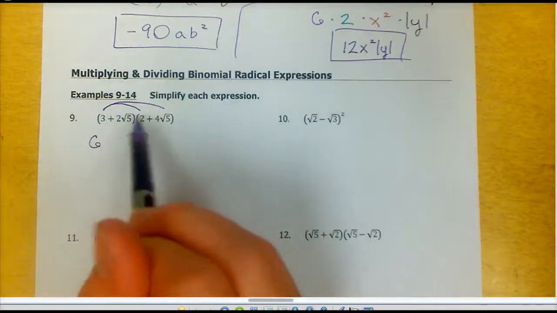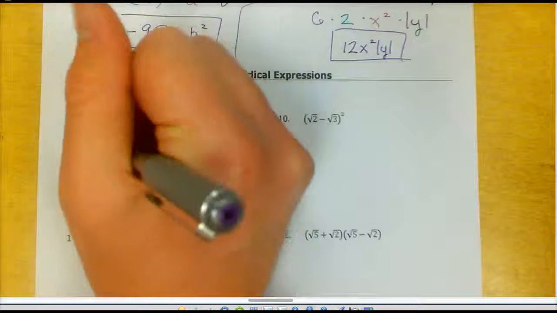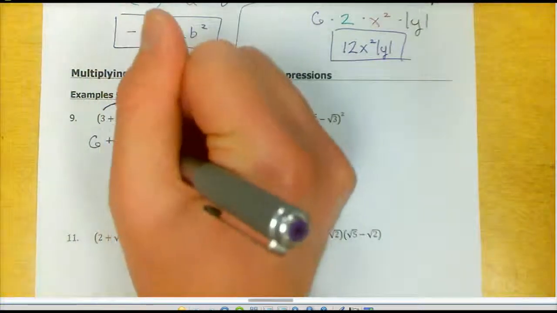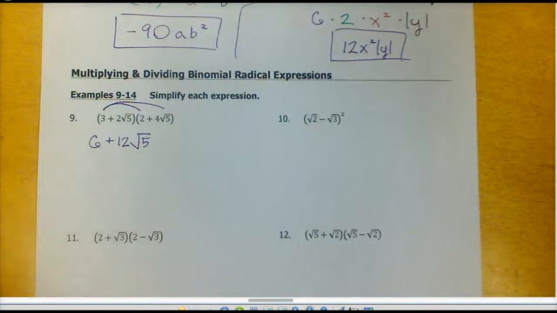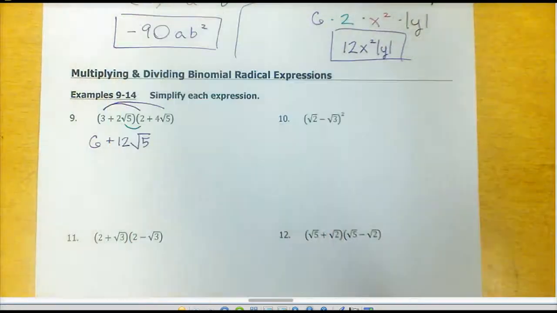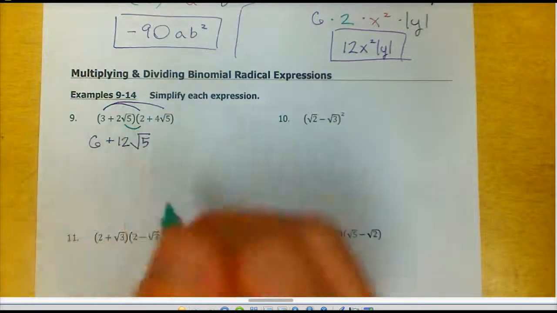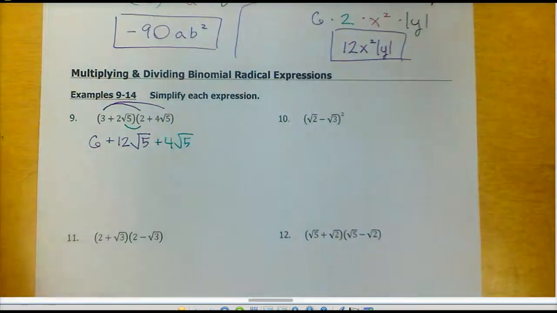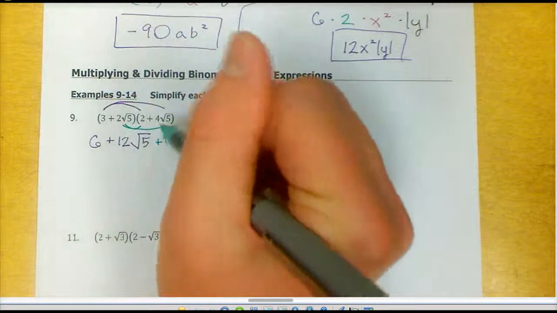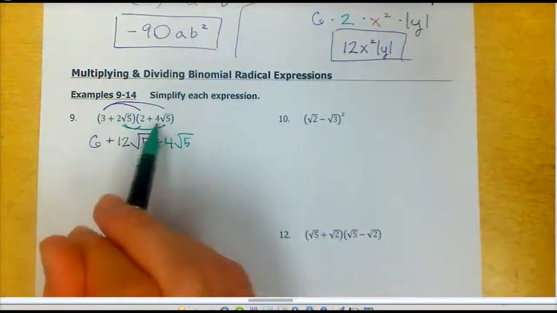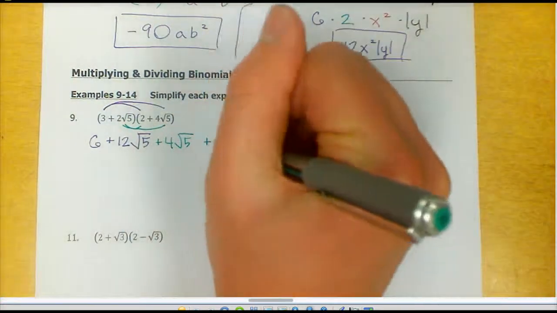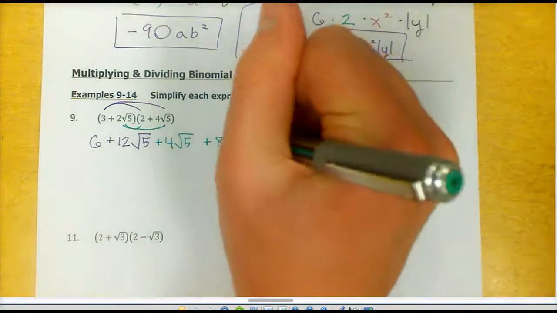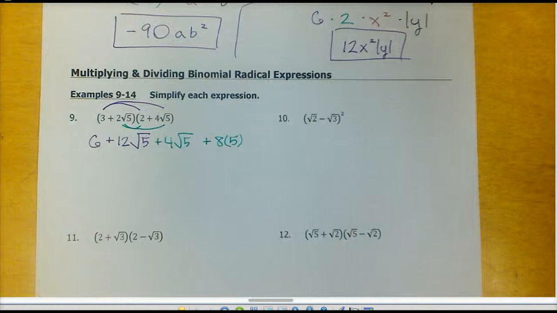So 3 times 4 are both my whole numbers. That's going to give me a 12. And my radical 5 is just going to stay radical 5. So 12 radical 5 there. And then I have a 2 radical 5 times 2. So I'll multiply my 2's together to get 4, and then I have a radical 5 with that. And then finally, we have 2 radical 5 times 4 radical 5. Well, 2 times 4 is 8. That's my whole part. I have a radical 5 times a radical 5, which just gives me 5. So that last term is going to be 8 times 5, which is 40.